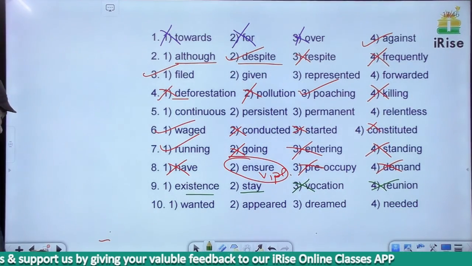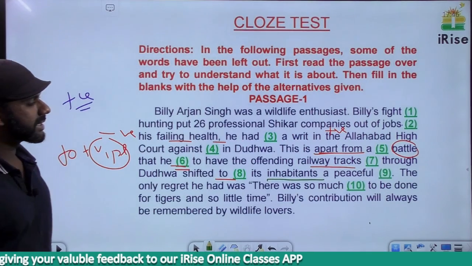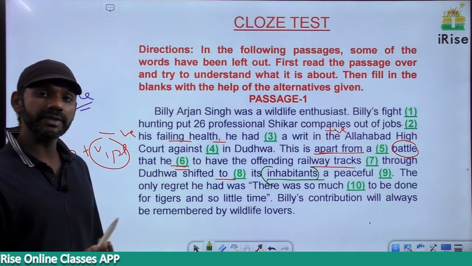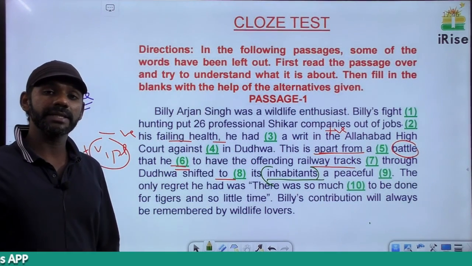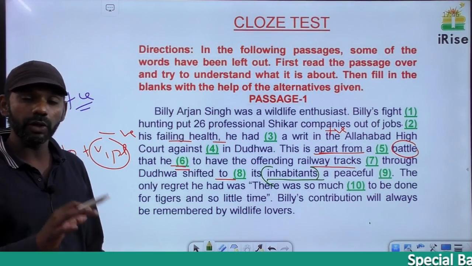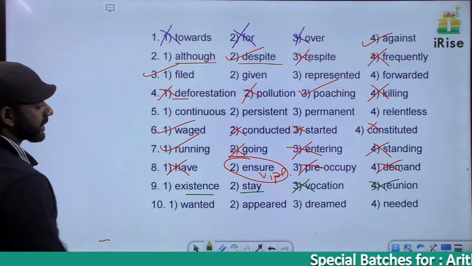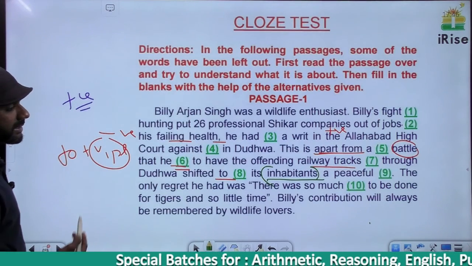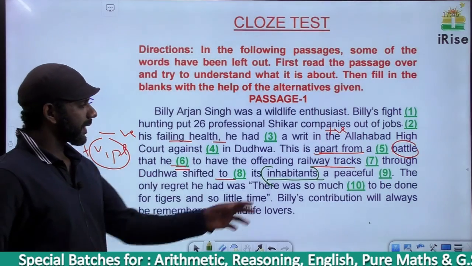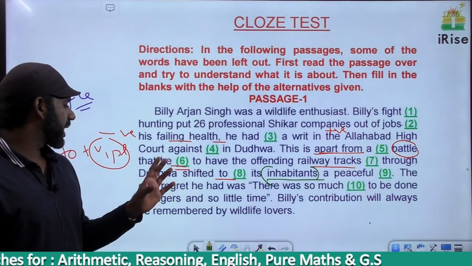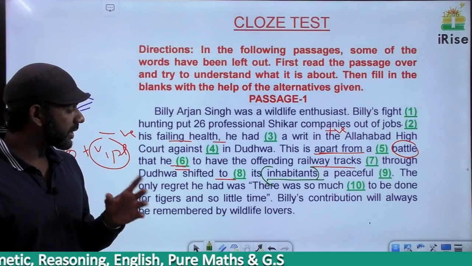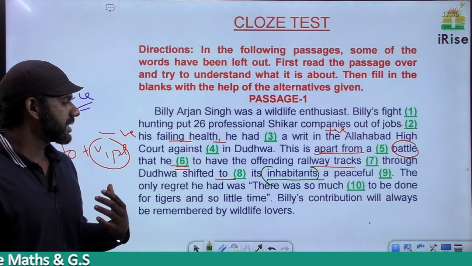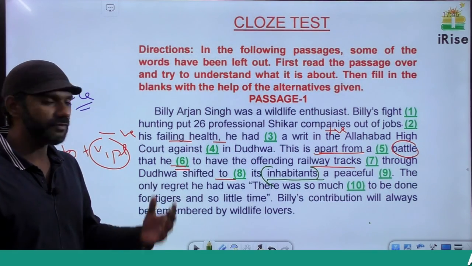The sentence says, shifted to ensure its inhabitants a peaceful dash. Inhabitants are those who live in a place or stay in a place. Inhabitants are those who live in a place. They spend their whole life there. So based on that, stay is eliminated. Answer must be existence. That means the inhabitants exist in a place. So this is apart from a dash battle that he waged to ensure its inhabitants, to have the offending railway tracks running through Dudhwa, shifted to ensure its inhabitants a peaceful existence.